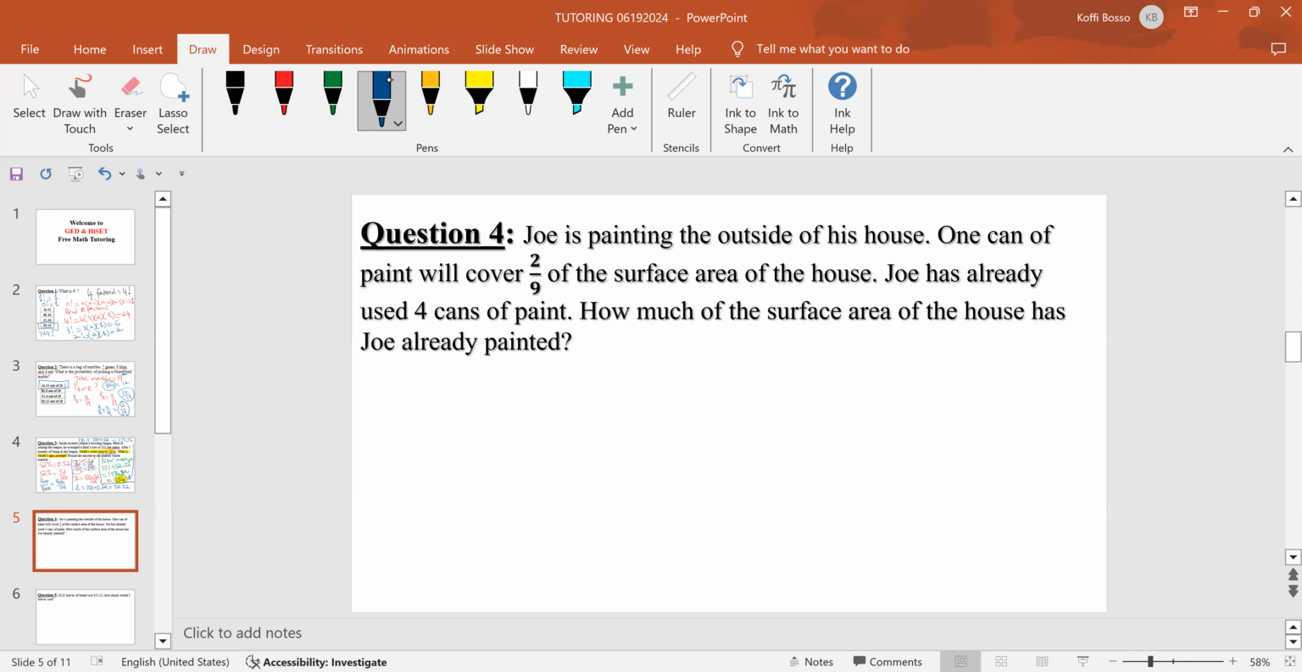Joe has already used 4 cans of paint, and they ask how much of the surface area of the house Joe has already painted. Any idea how to solve this question? Yes, we know that one can of paint is 2/9 of the surface area of the house. Joe already used 4 cans of paint. So that means we can do 2, 4, 8.